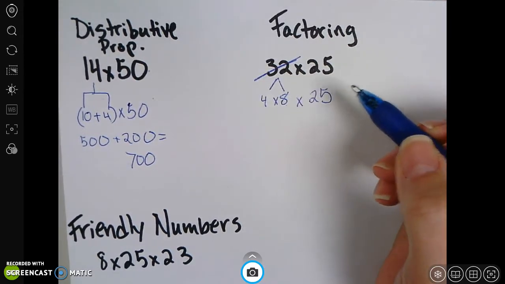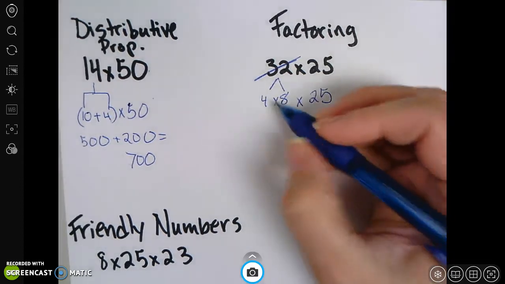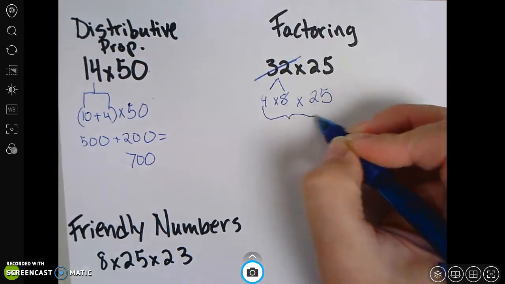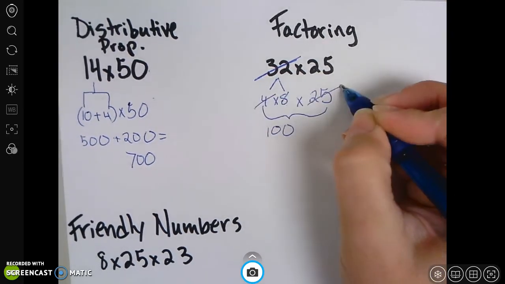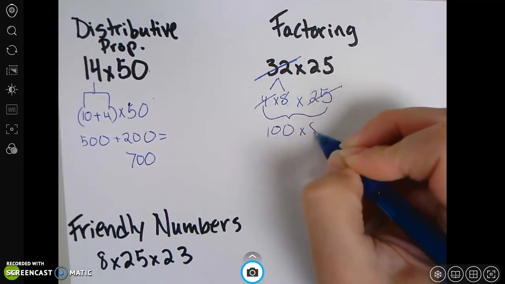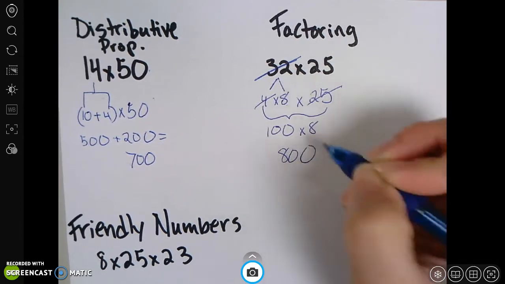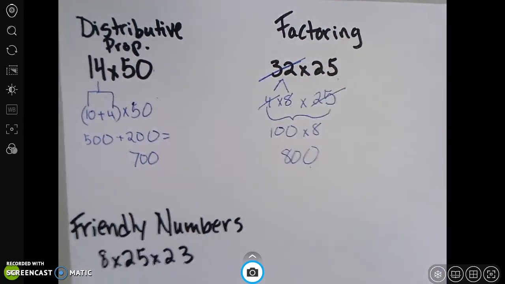I should see friendly numbers now within this problem. 4 times 25 is 100, gone, gone, times the 8 left is 800. And that's the product of 32 times 25.